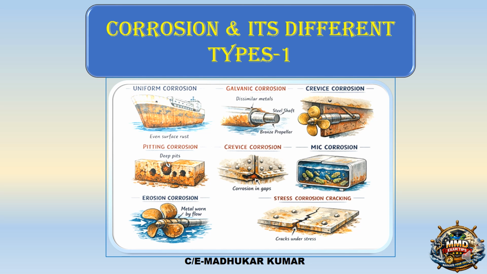And in this one, as I have earlier told you guys, today I am going to discuss corrosion and its different types. As you can see here, the types included are uniform corrosion, galvanic corrosion, crevice corrosion, pitting corrosion, then MIC corrosion, erosion corrosion, stress corrosion. These are the various types which are mostly asked in the exam. I am going to discuss what exactly the preventive measures we can take to prevent these corrosions. That also I am going to discuss.